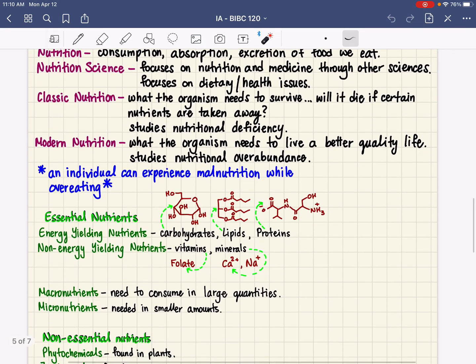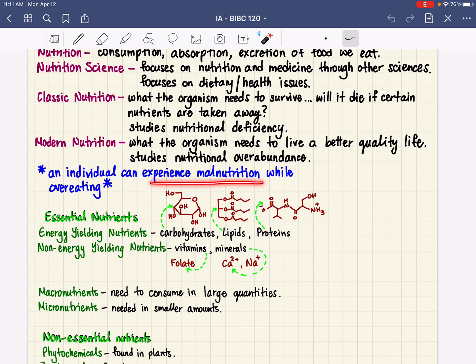It's also important to understand that a certain individual can experience both malnutrition and overeating. So these two worlds are interacting and overlapping with one another. You can think of an individual who overeats a lot of fast food. However, that fast food is not fiber rich or nutrient rich, so although the individual is overeating, they will still be malnourished.